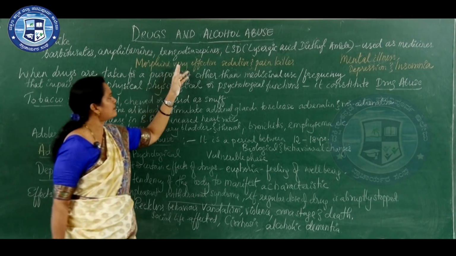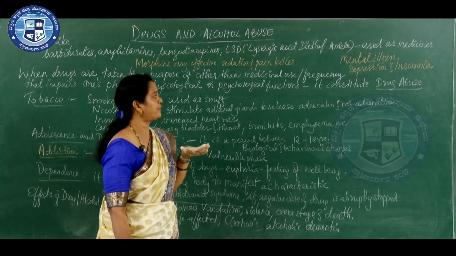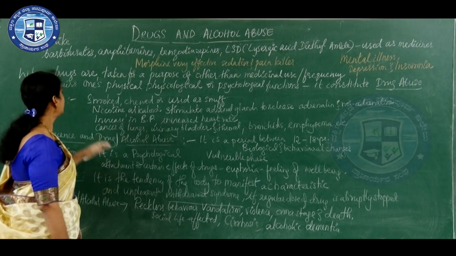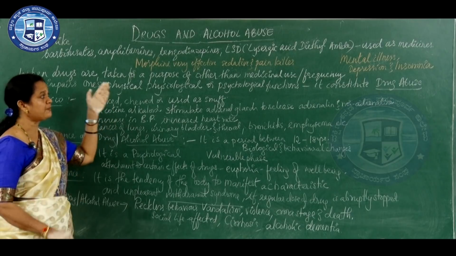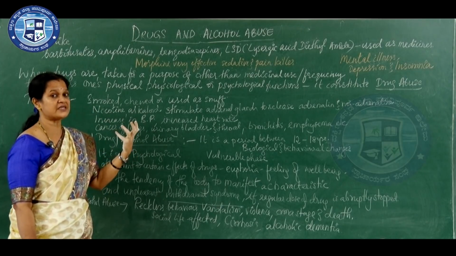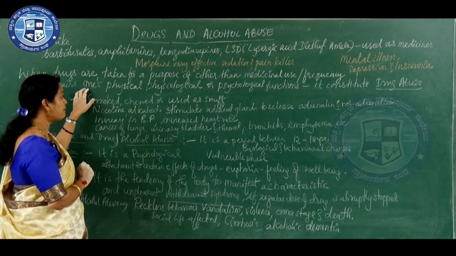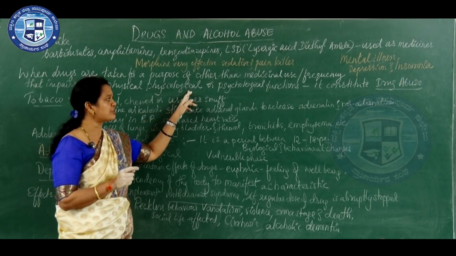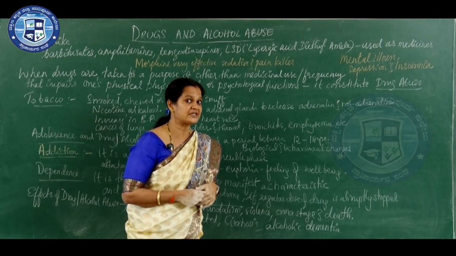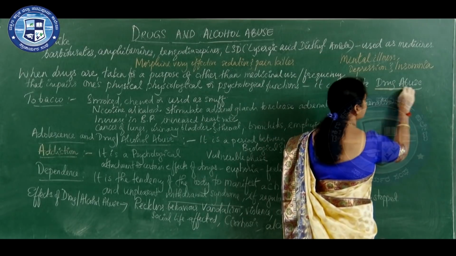And morphine is a very effective sedative as well as painkiller, which is a type of opioid. So, for medical purposes, as medicine, these are used. But when drugs are taken for a purpose other than medicinal use, or at an abnormal frequency that impairs one's physical, physiological and psychological functions, then definitely it is known as drug abuse. It is called drug abuse.